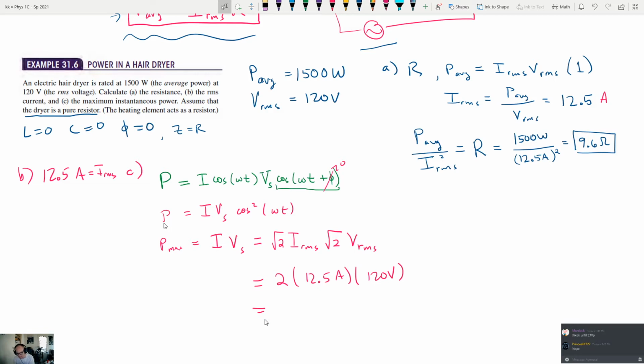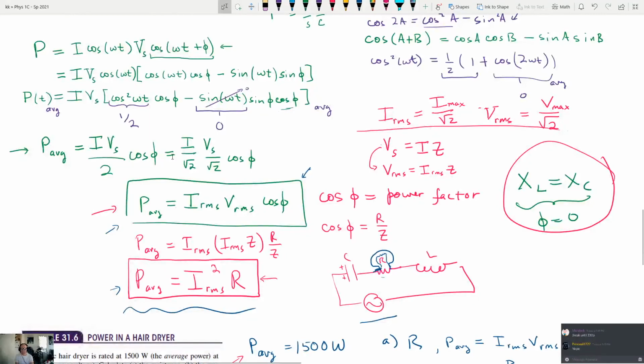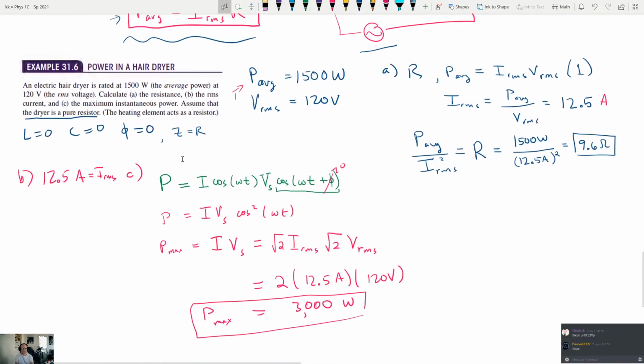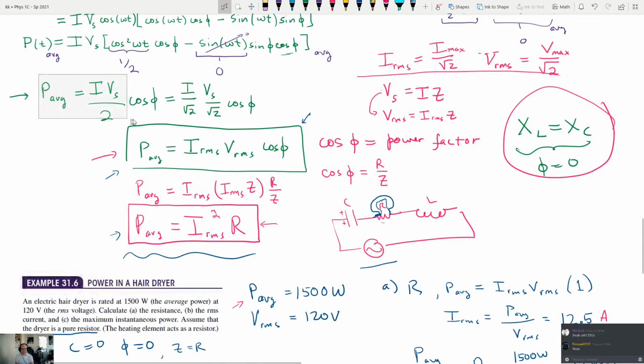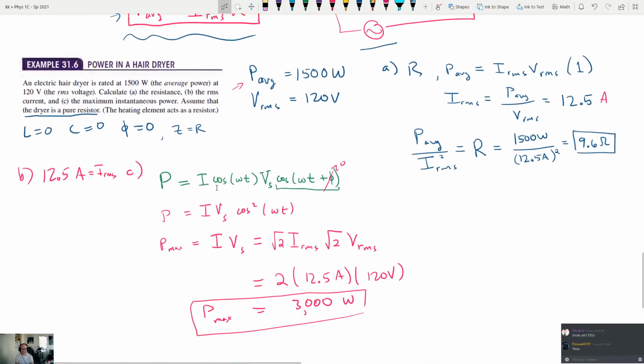So we get 25 times 120 would be, I don't know, I'm not feeling like doing it in my head, 3,000. That should have been pretty easy to do. 3,000 watts. Which is double the average. Yeah. That makes sense. Kind of see it from this equation, too. And there we go. Anyone have any questions?